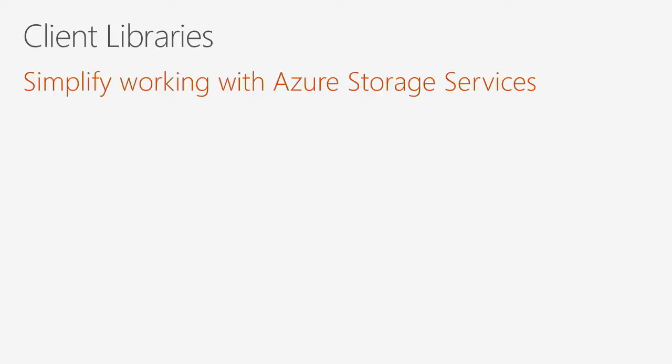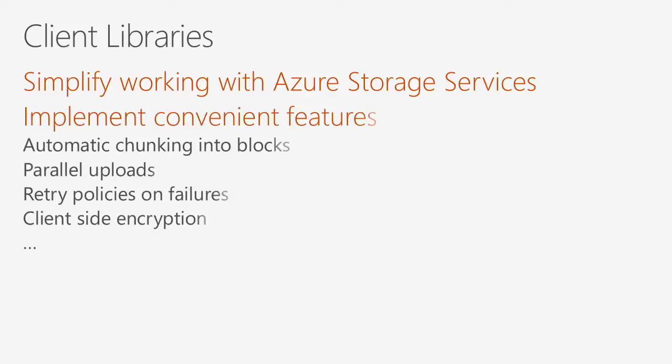All right, so I showed you the code earlier. We provide client libraries that really make working with this code, this service simpler. That includes things like breaking things into blocks, doing parallel uploads, the retry policies. We also provide capability to help with client-side encryption. So if you need to manage and encrypt the data on the client, we've got infrastructure that makes that simpler.